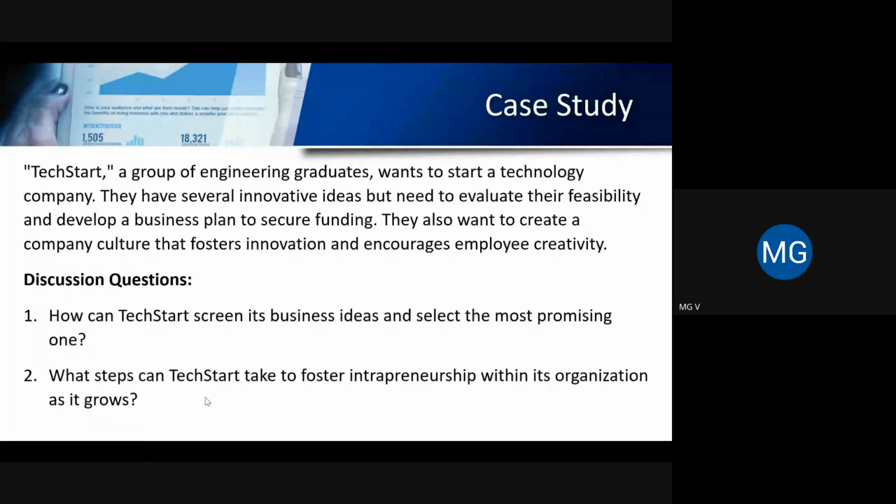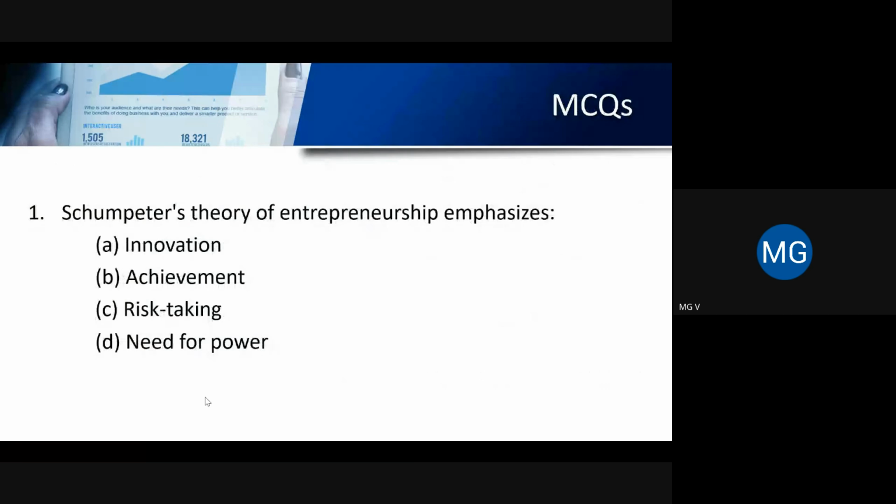Yes, entrepreneurship within the organization. What can they do? They can encourage open communication, create a culture of experimentation, reward innovation, and provide employees with autonomy and resources to pursue new ideas. Schumpeter's theory of entrepreneurship emphasizes innovation, achievement, risk taking, or need for power.